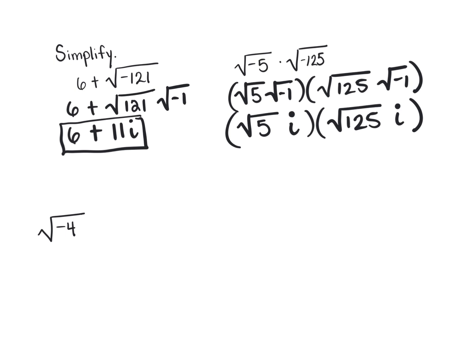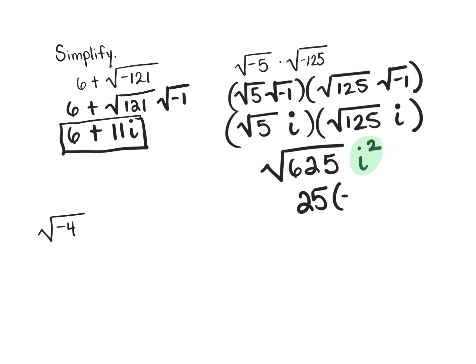So I multiply these two things together. So I have 5 times 125 is going to give me the square root of 625. And then I have i times i is i squared. The square root of 625 is the number 25. And I know that I can never leave an i squared in a problem. So I know that i squared is equal to negative 1. So my final answer for this one is negative 25.